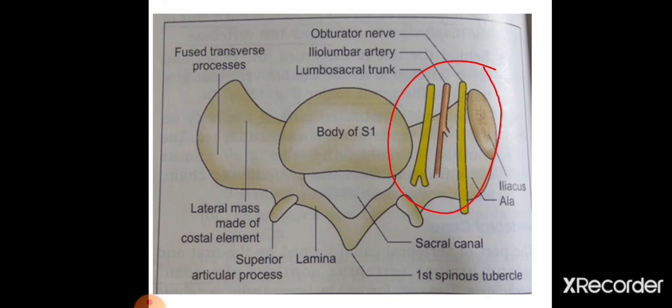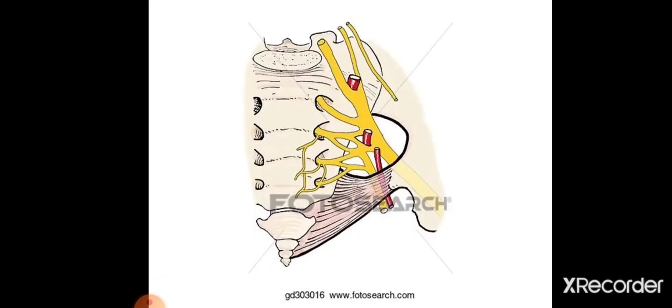It is important, it can be asked in your viva, what are the relations, what are the neurovascular structures at the ala of the sacrum. So this is again the structures at the ala of the sacrum. This is the anterior view. Here we can see the neurovascular structures which pass through the ala of sacrum, then enter into the pelvic cavity.